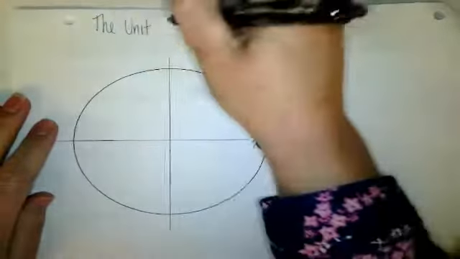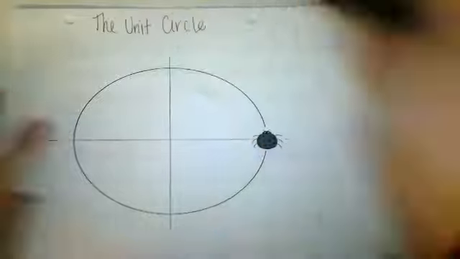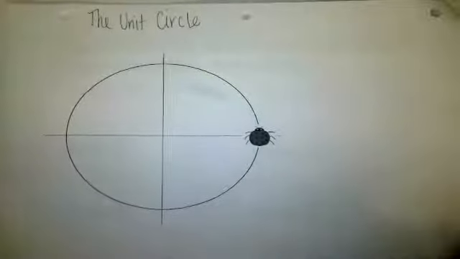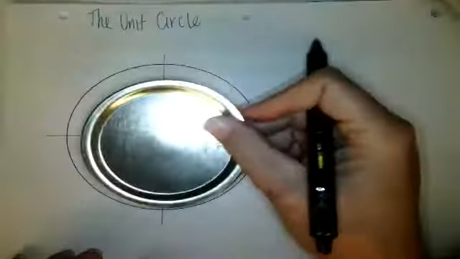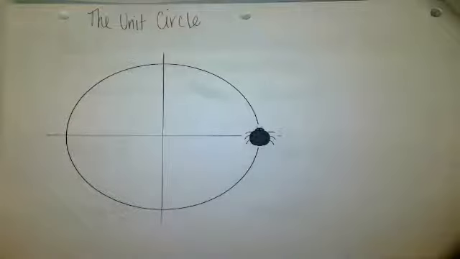Go ahead and trace your circle. Trace your jam jar lid, so you have a nice good-sized circle. And go ahead and create your X and Y axes.